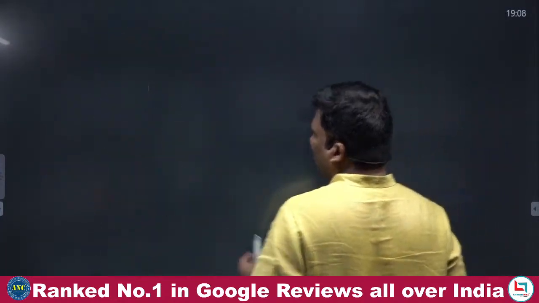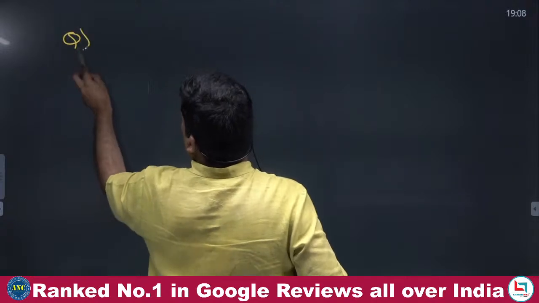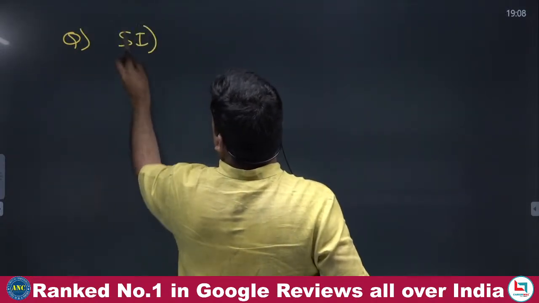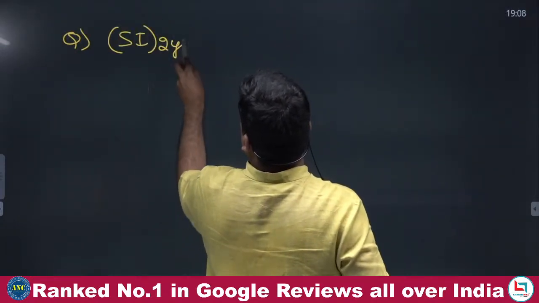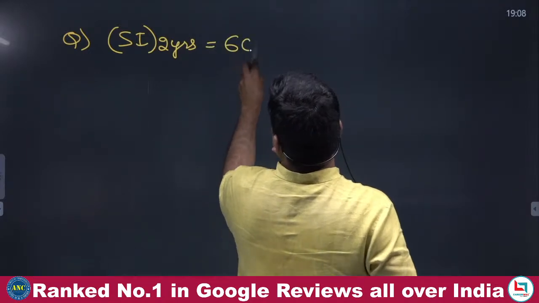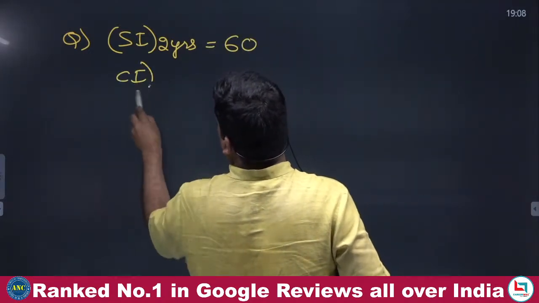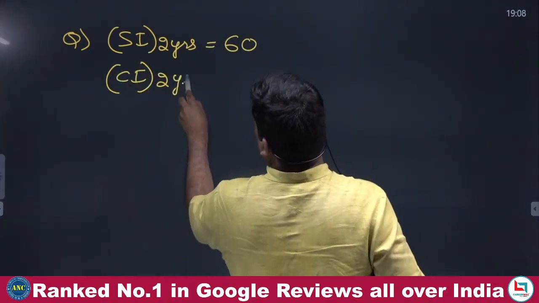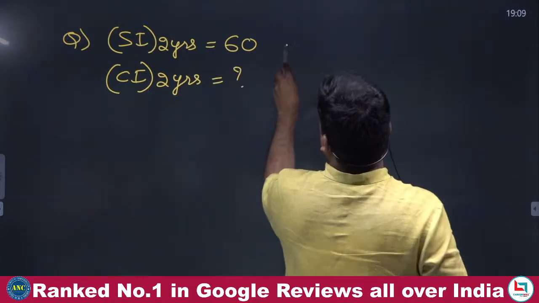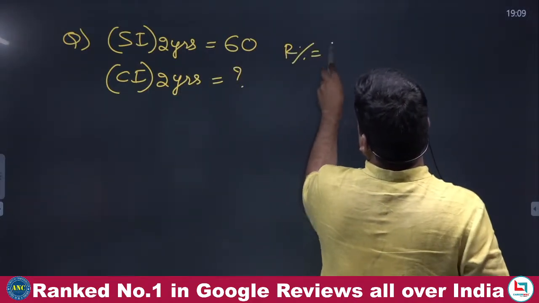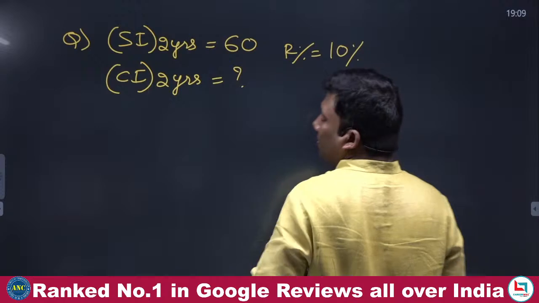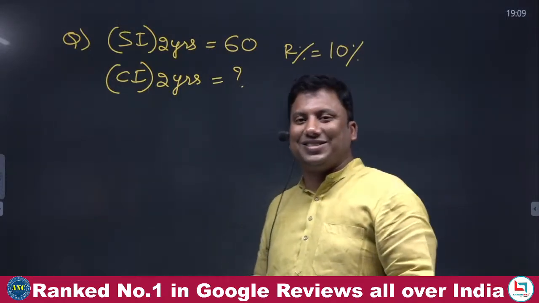Now we will solve some problems. Question. Simple interest for 2 years is 60. Find compound interest for 2 years, if R is 10 percentage. Listen carefully, sir. Simple interest for 2 years is 60.